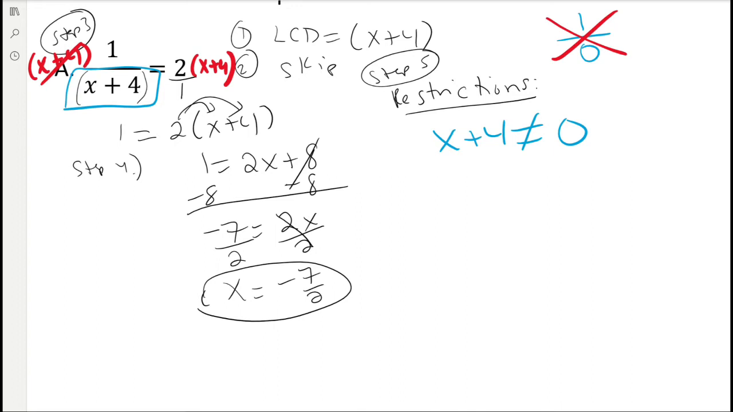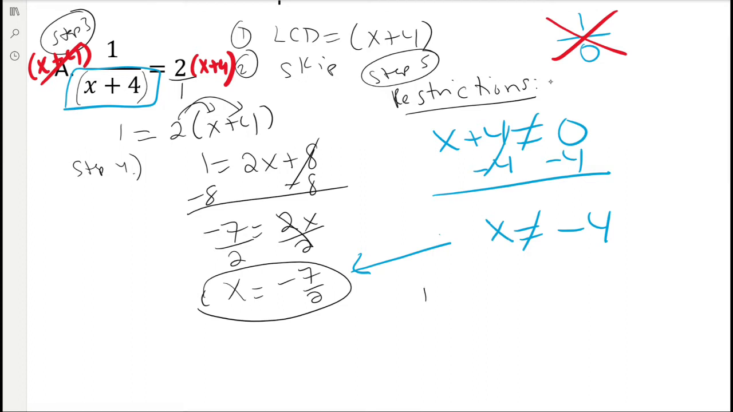So therefore, we're restricted to not being 0. So we're going to go ahead and subtract 4 on both sides. And we're going to get x does not equal negative 4. So x cannot equal negative 4 is our restriction. In this case, that does not equal this solution. So that means that this is not an extraneous solution. So in this case, we have no extraneous solutions.